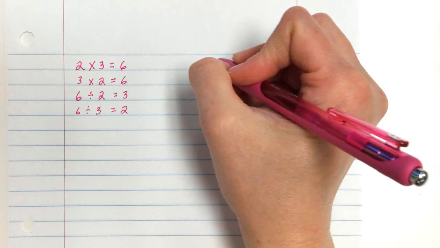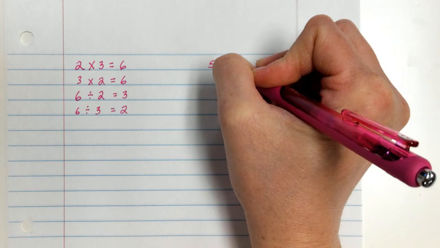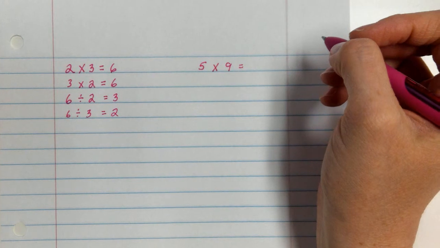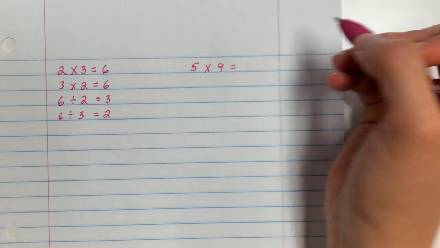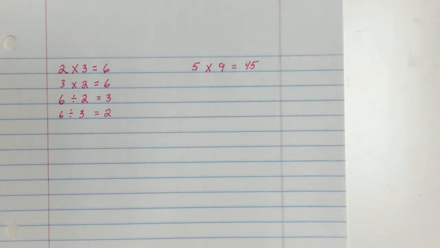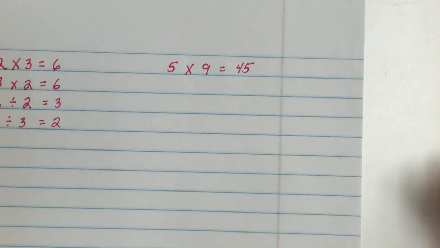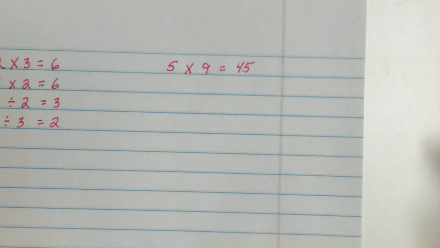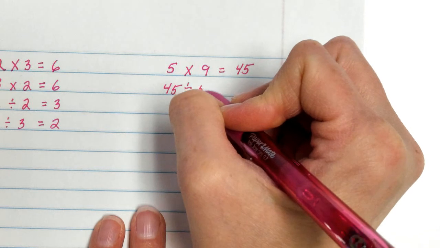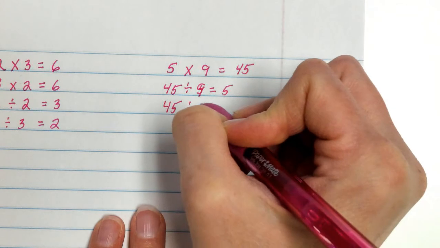So if I have 5 times 9 equals somebody? 45. Okay, can somebody give me a division problem that I can write with this multiplication problem? Helena? You can do 45 divided by 9 equals 5, and then you can do 45 divided by 5 equals 9.